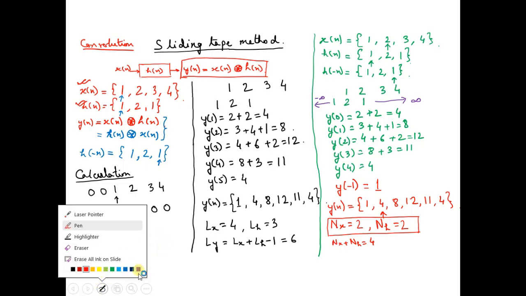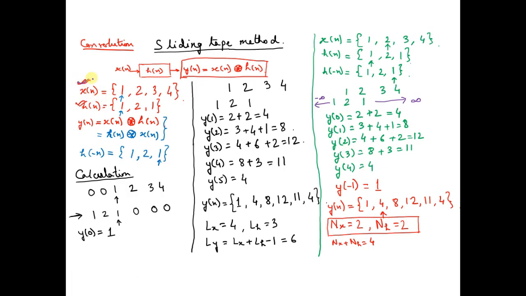So x[n] and h[n] we are given. For x[n], if there are no arrows, that means n equal to 0 is at this position: 0, 1, 2, 3. Over here also it is 0, 1, 2. Okay. Now I have to find y[n]. y[n] is given by x[n] convolved with h[n].